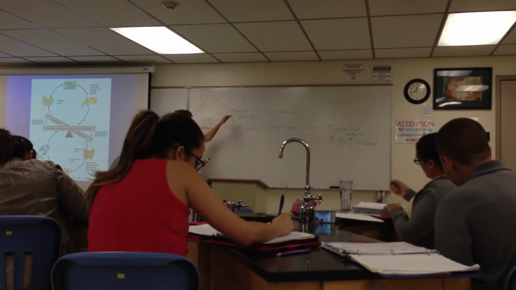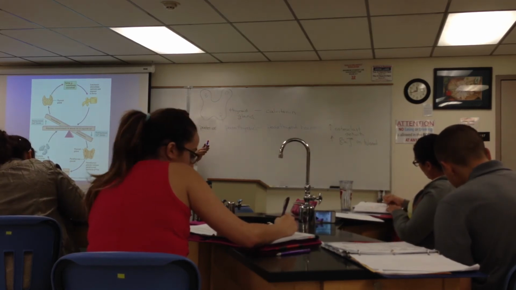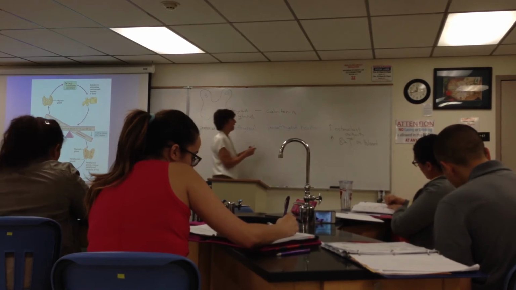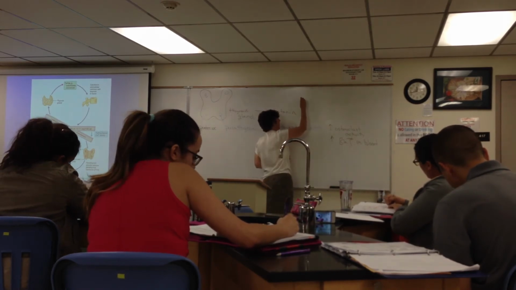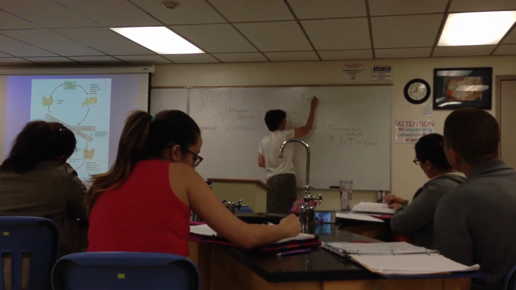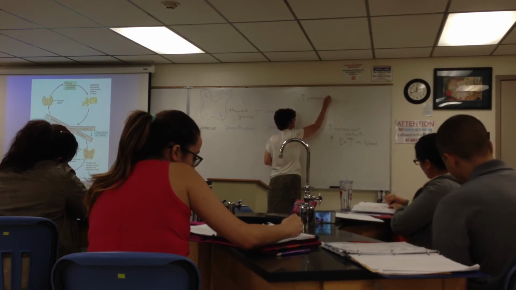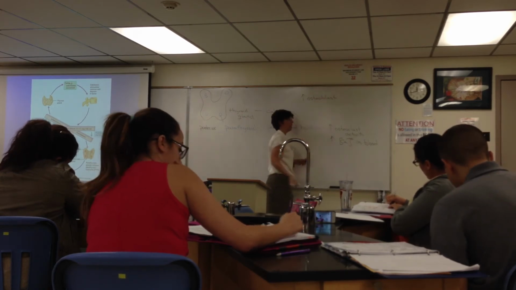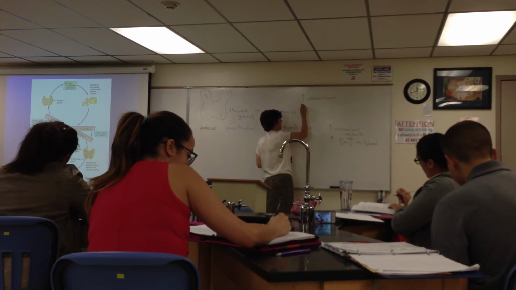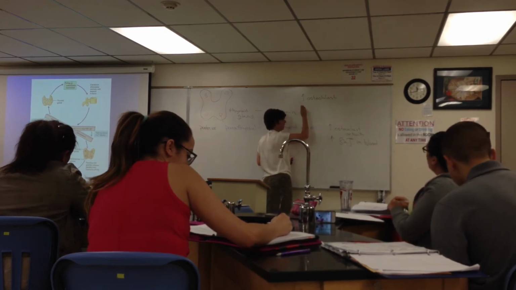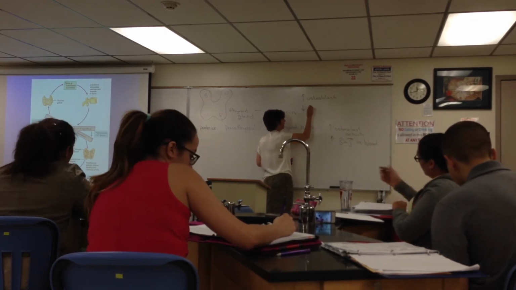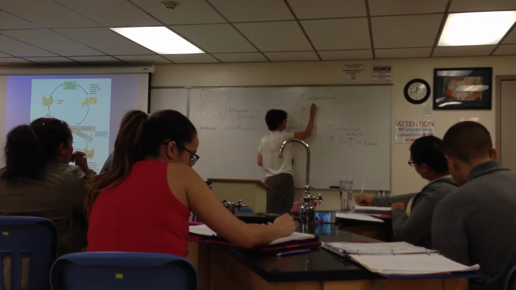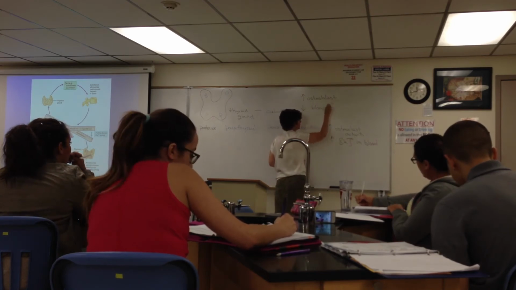Calcitonin, even though it has the word calcium kind of in its name, has the opposite effect. It's going to increase osteoblast activity and increase the amount of calcium added to the bone, so it's going to decrease blood calcium concentration.